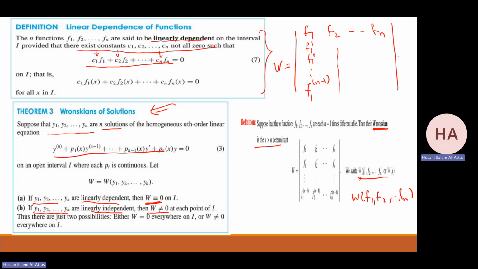But don't forget the Wronskian is not like the vectors where I list the vectors. No, here I have only the functions, so I need their derivatives: first, second, and so on. We'll do examples to explain it. That's the meaning of dependence or independence.